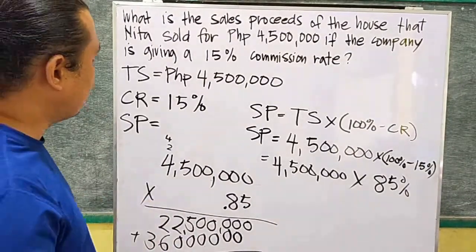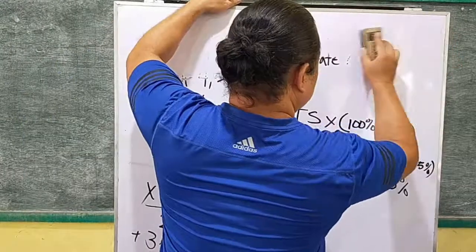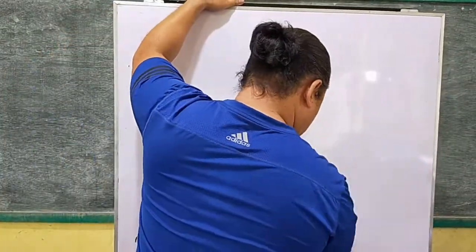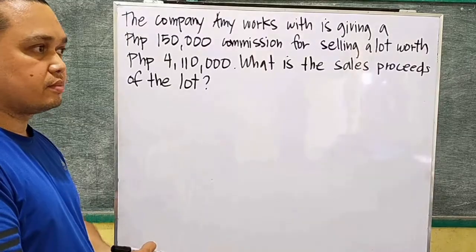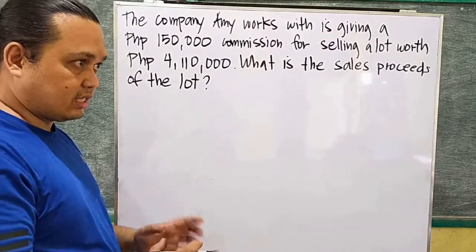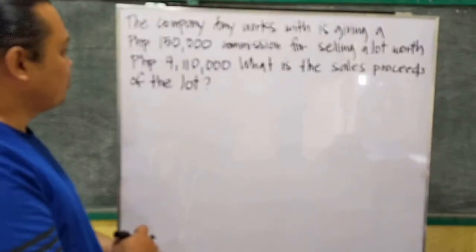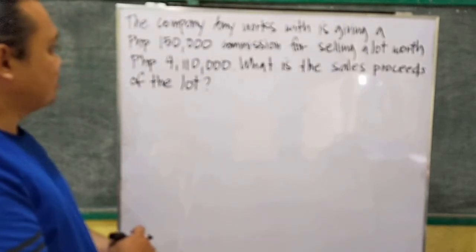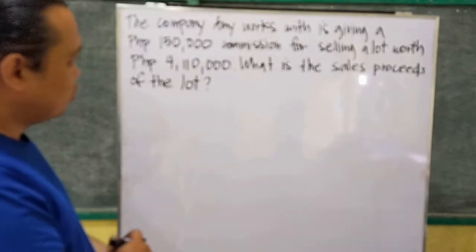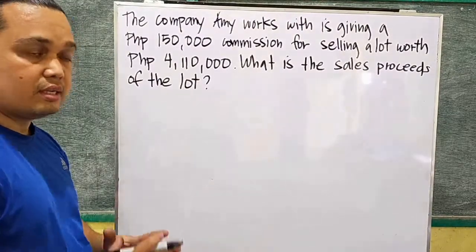Okay, so let's have one example. For our next example, let's read. The company Amy works with is giving 150,000 Philippine pesos commission for selling a lot for 4,110,000 pesos. So what is the sales proceeds of that? Okay, so we are still looking for the sales proceeds.